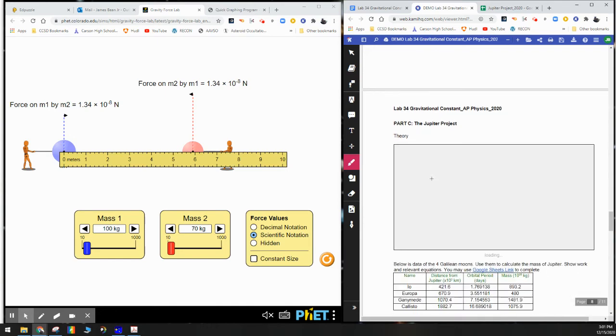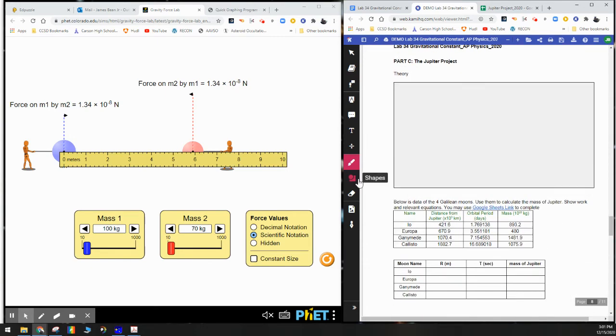All right, part C, the Jupiter project. We have some data here on Jupiter, and these are four of Jupiter's Galilean moons: Callisto, Ganymede, Europa, and Io. This is their distance from Jupiter, this is the orbital period, and this is the mass of Jupiter. What you need to do here is figure out the mass of Jupiter based on the period data from NASA.